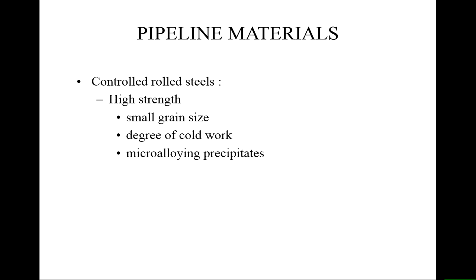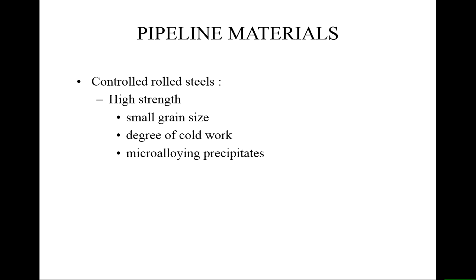So, controlled rolled steels have high strength because of their small grain size. They have a degree of cold work. You've plastically deformed them, you've rolled them, and that means that there is some work hardening contribution to that strength as well. And that will disappear, of course, when you weld it. So bear in mind that. And generally, there is some sort of microalloying that produces very small precipitates of a carbide, vanadium or niobium carbide, to give you even better properties and to stop the grains from growing during the thermal process.